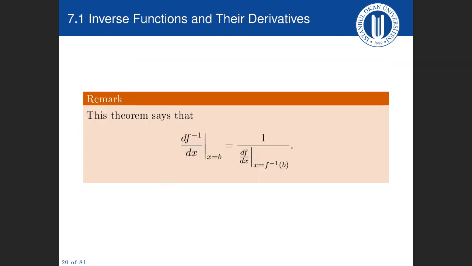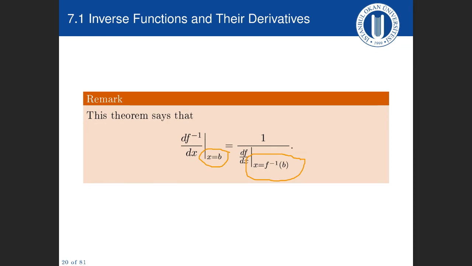In terms of Leibniz's notation, this theorem says df inverse dx at the point x equal to b is equal to 1 divided by df dx calculated at the point x is equal to f inverse of b. So we're not just dividing by its derivative, but we're actually calculating the derivative at a different point.